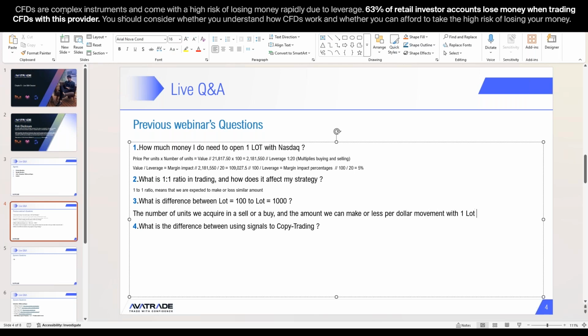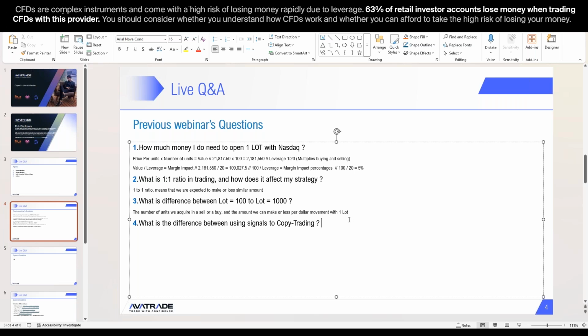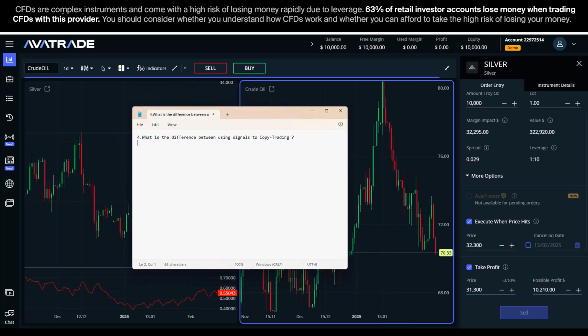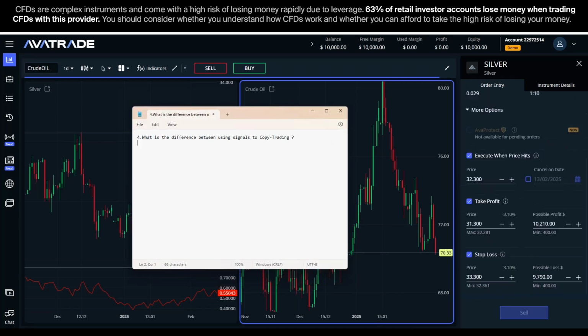with one lot. As we've made a comparison, one lot with gold means every dollar will equal 100. One lot with oil means that every dollar will equal 1,000. And one lot with silver means that every dollar will equal 10,000, right? Which we can see in here.